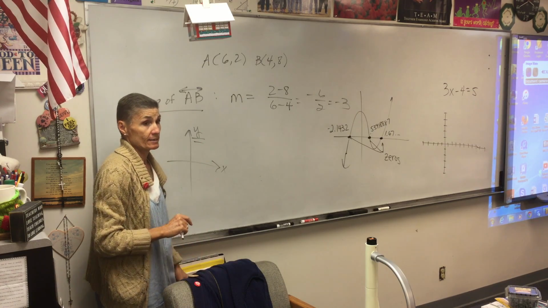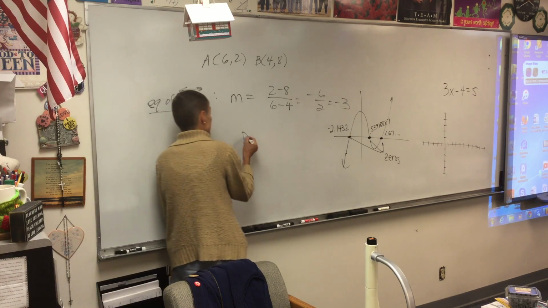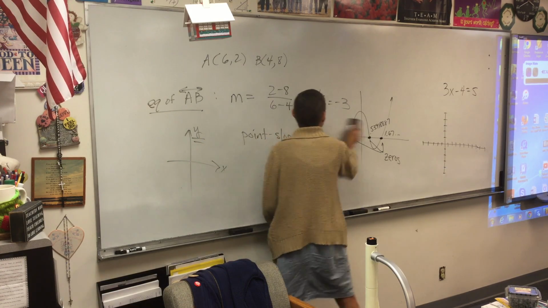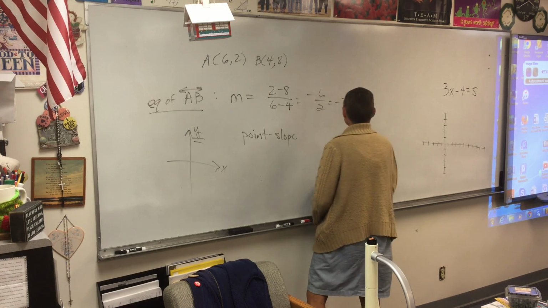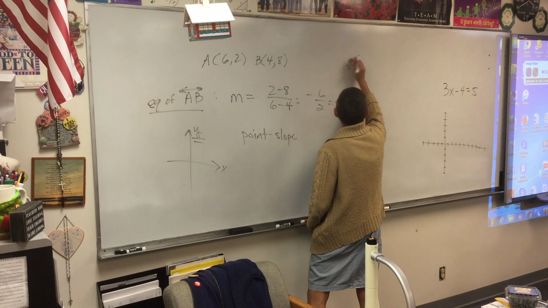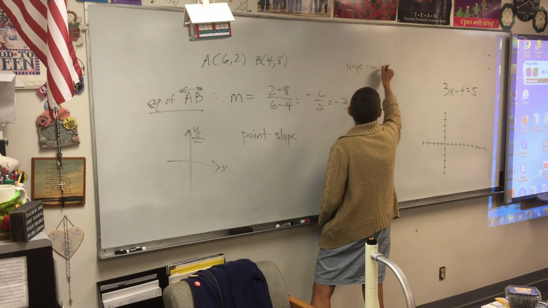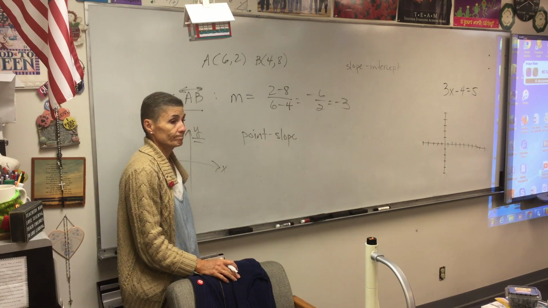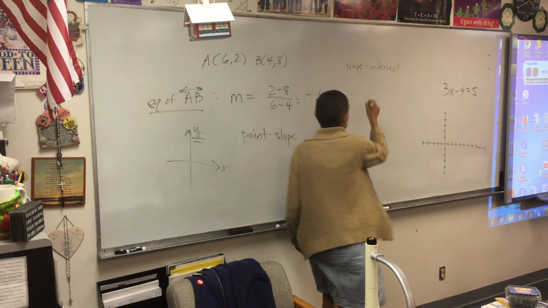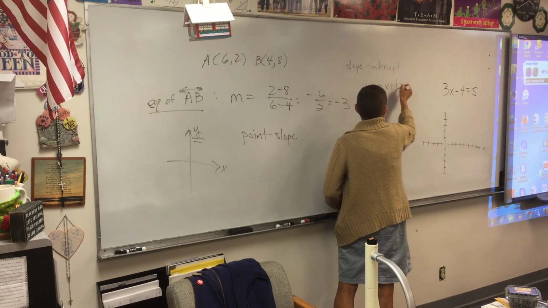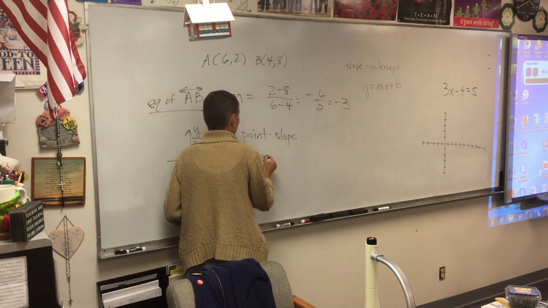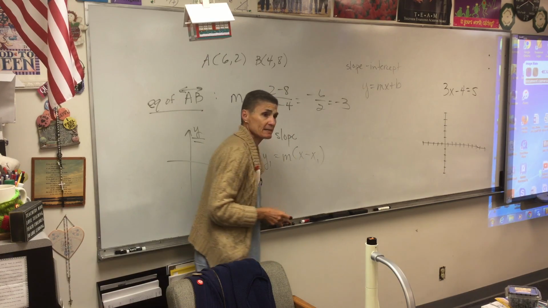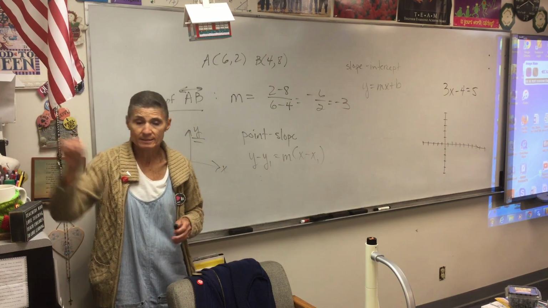Now you have a choice. You can either use point slope or slope intercept. Slope intercept is y equals mx plus b. Point slope is y minus y1 equals m times (x minus x1). Which one do you want to do? We don't have to do both because they both get the same answer. We only need to go through it once.